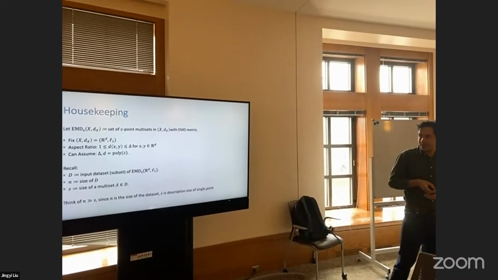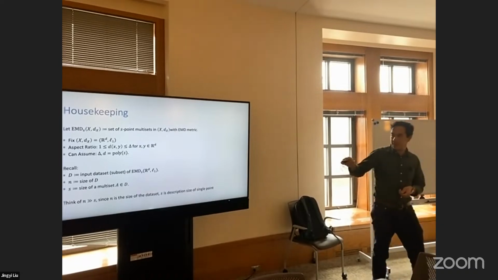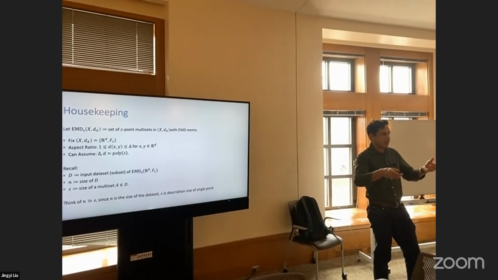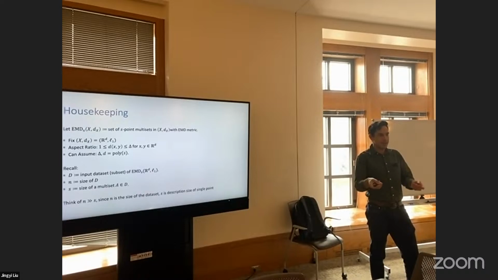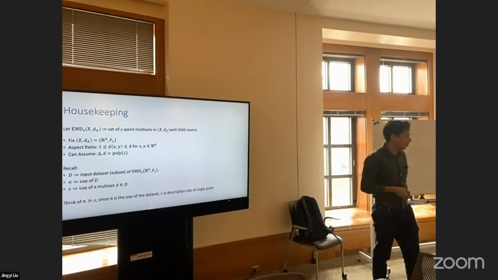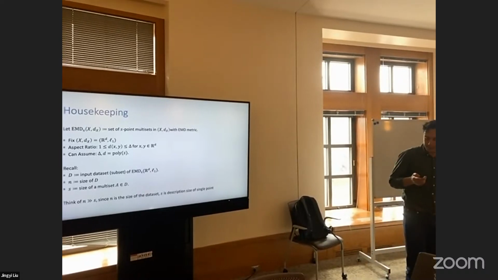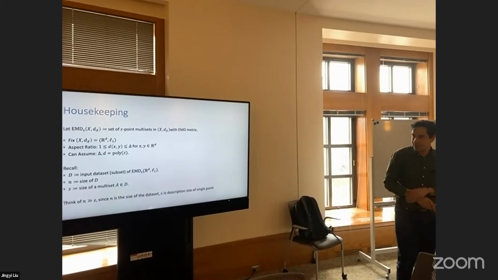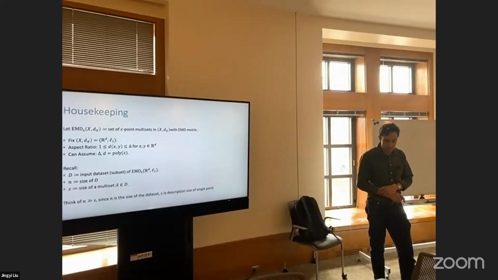N is the size of that data set, and S is the size of one of the multi-sets of my EMD metric. And let's think of N as being much larger than S, because N is like the number of points in my data set. S is just the description size of a single point. So N is going to be larger than S. OK, now that we're done with that, we can move on to what we can hope to get.